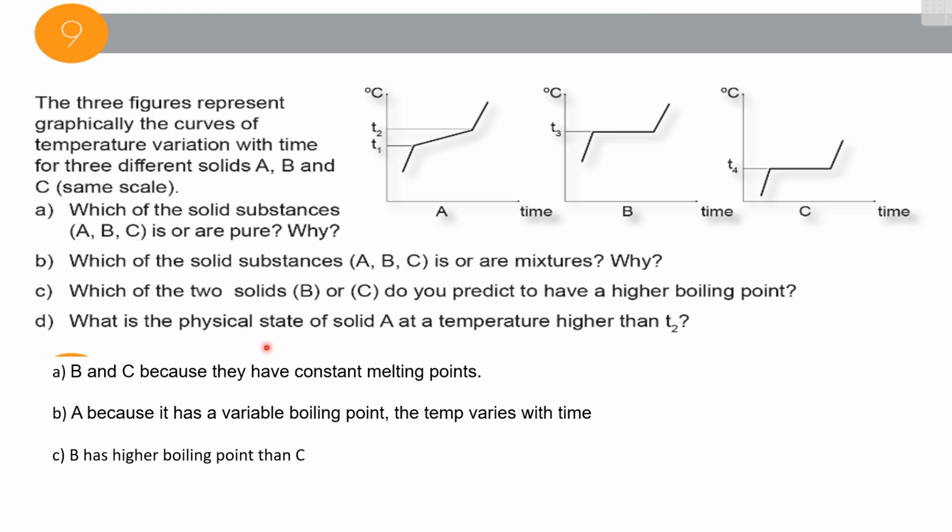What is the physical state of solid A at a temperature higher than T2? This is T2. This is solid A. After T2, what's the physical state? We said that it's melting, right? So after T2, the state will be liquid, because in melting, the solid is transformed to liquid.